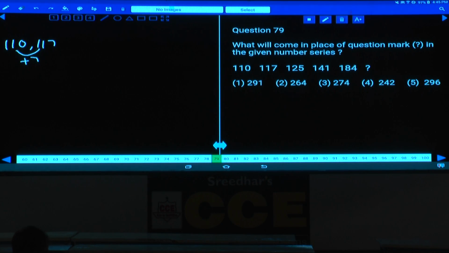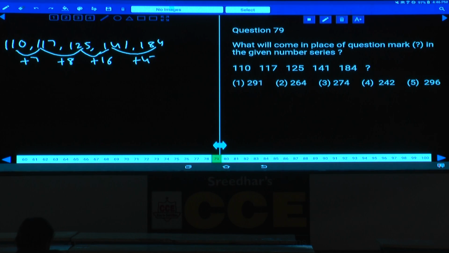And the next one, 117 and 125, here the difference between these two is 8. Next one, 125 and 141, the difference between these two numbers is 16, isn't it? Next one, 141 and 184, here the difference is 43. Now if you observe the difference between 7 and 8, here it is plus 1. 8 and 16 plus 8. And 16 and 43, the difference here is 27.